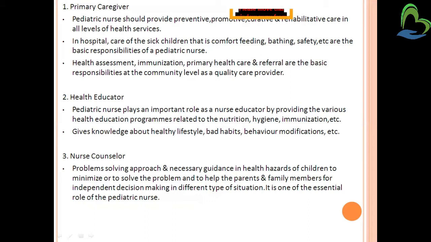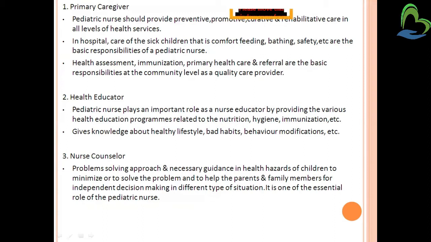Then she gives knowledge about healthy lifestyle, bad habits, behavior modification, etc. She should also give knowledge about the healthy lifestyles that should be followed by us. Then bad habits, about which are the good habits and bad habits. Then when needed to change the behavior, she should give the knowledge about behavior modification, etc.